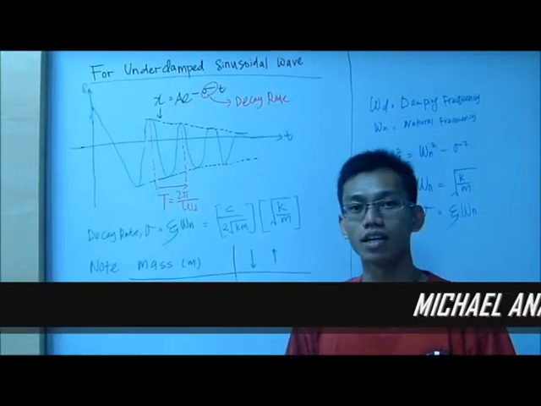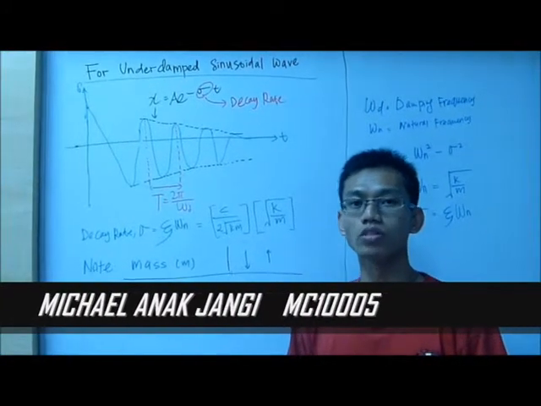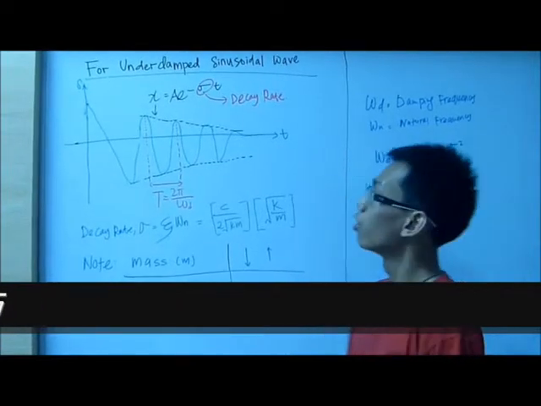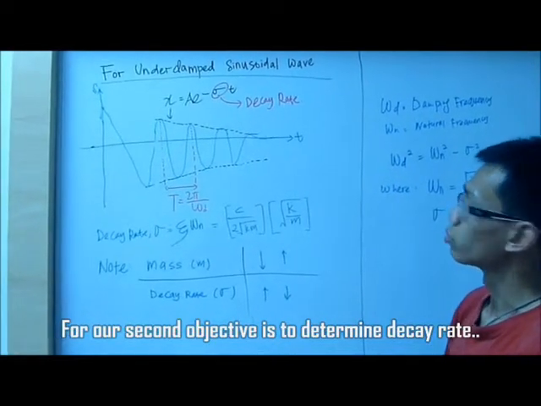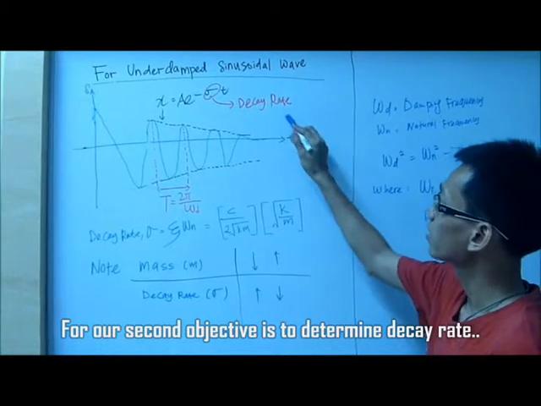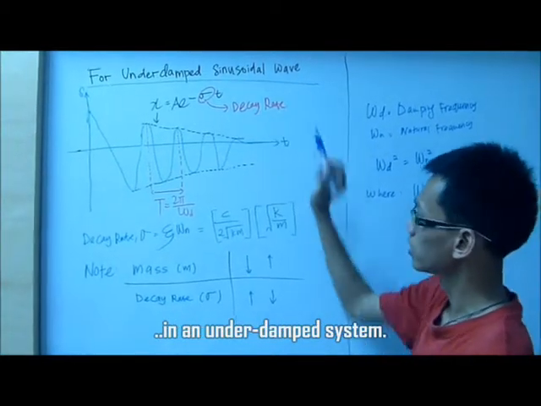Michael Anabanki. My ID number is MC10005. For our second objective, we determine the decay rate in an underdamped system.